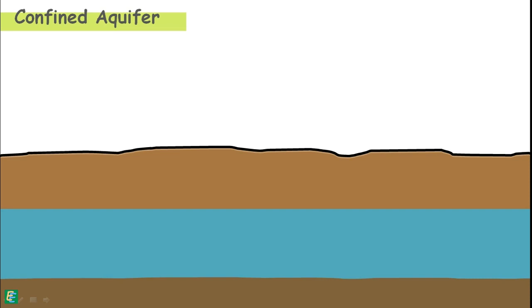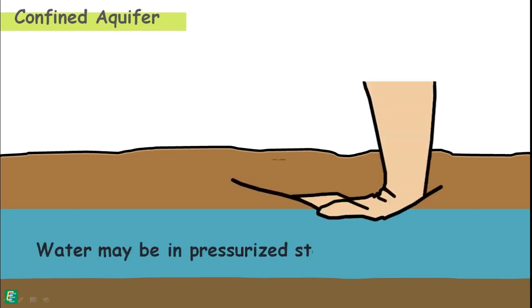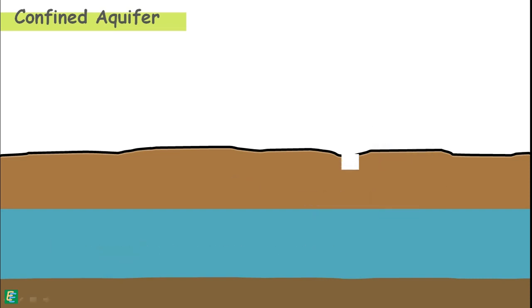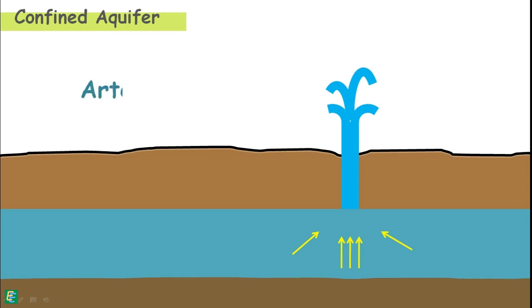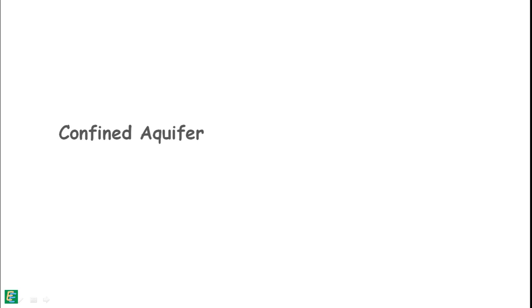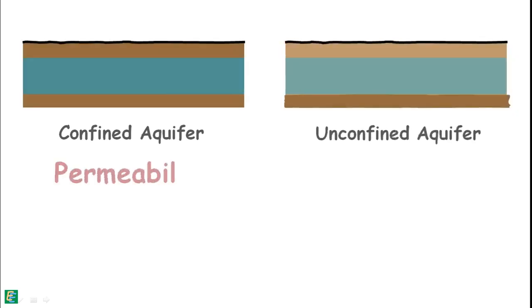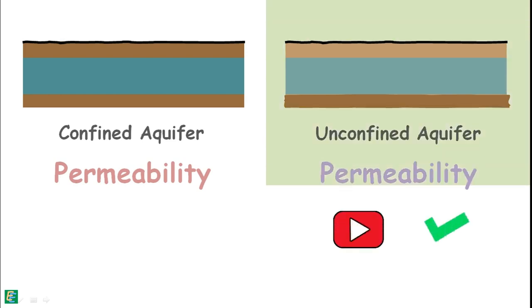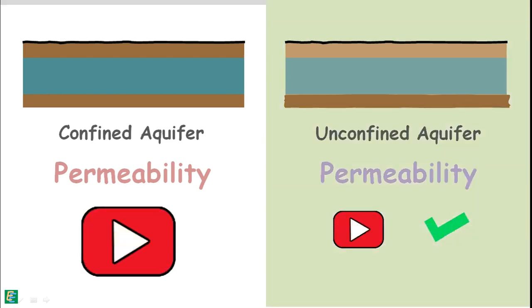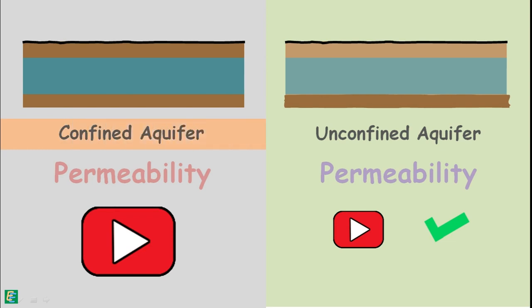Under such conditions, water may also be present in the pressurized state. When a well is drilled into such an aquifer, the internal pressure pushes the water up in the well, and in some cases, water even comes up to the surface completely out of the well. This type of well is called an artesian well. For both confined and unconfined aquifers, permeability calculations will be slightly different. We have already discussed the permeability of the unconfined aquifer. Now we will discuss the permeability of the confined aquifer.